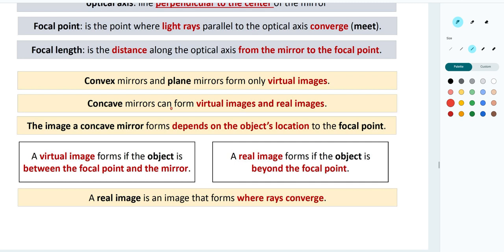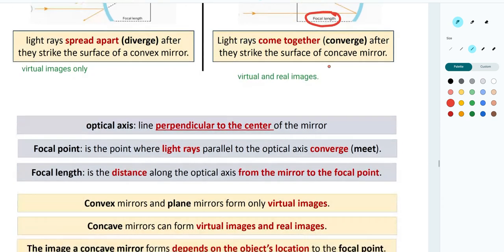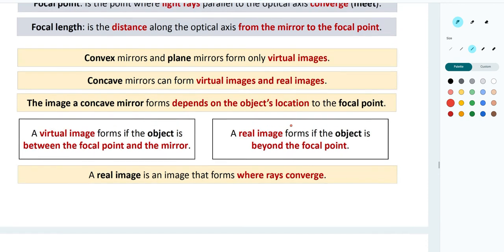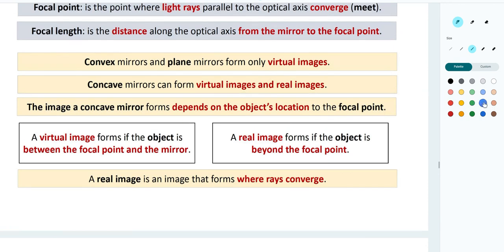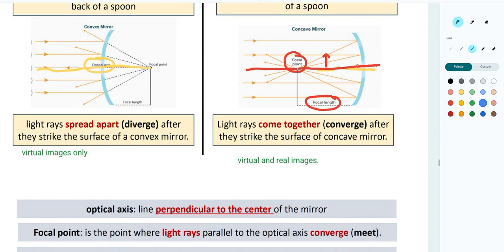A virtual image forms if the object is between the focal point and the mirror. So if I put my object between the focal point and the mirror, right here, it will form a virtual image. A real image will form if the object is, so I'm going to change colors, beyond the focal point. So if the object is beyond the focal point out here, then we will get a real image to form, and that real image would be upside down.